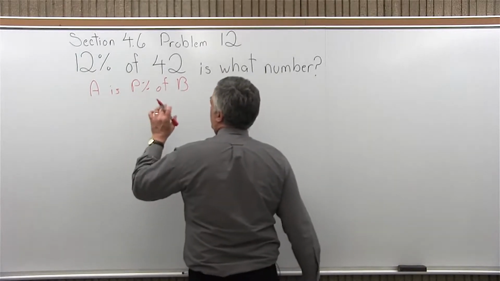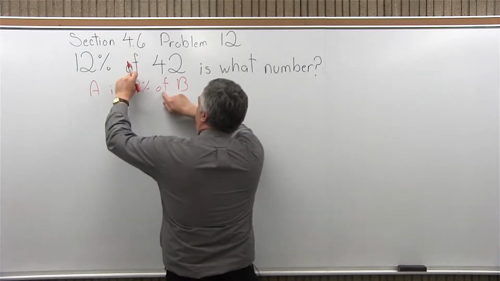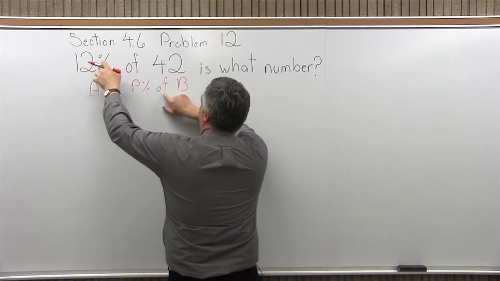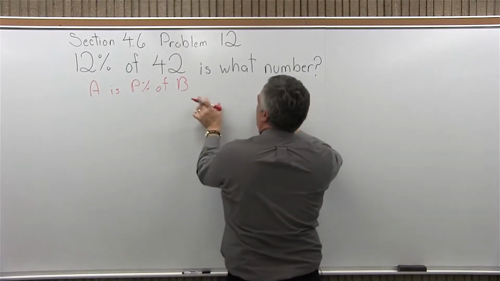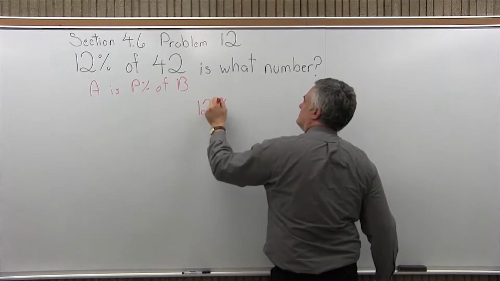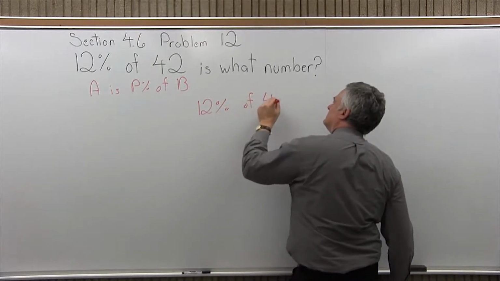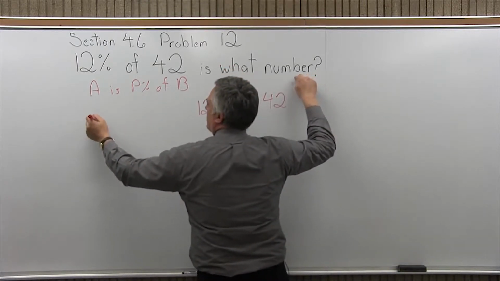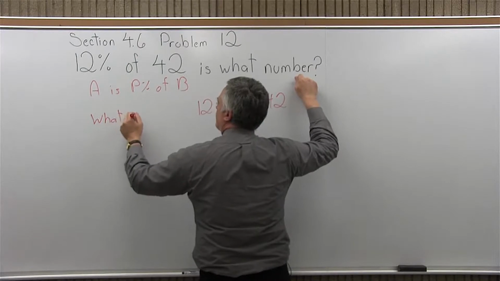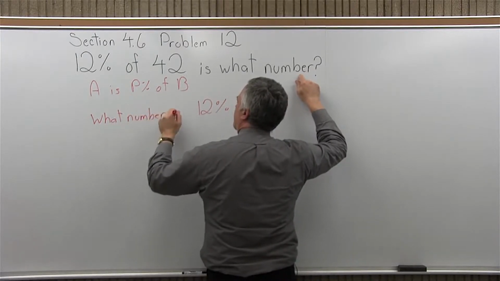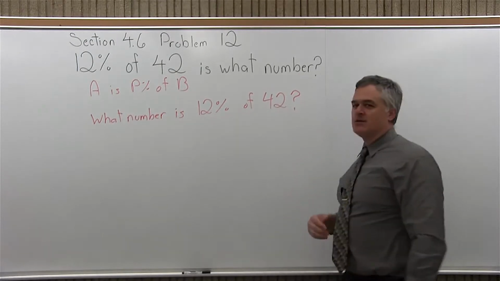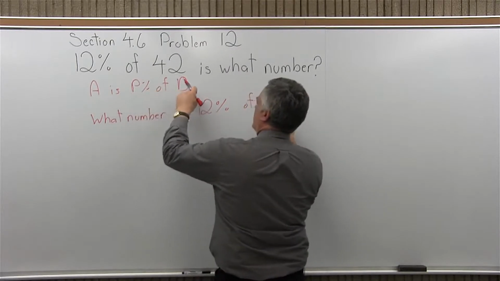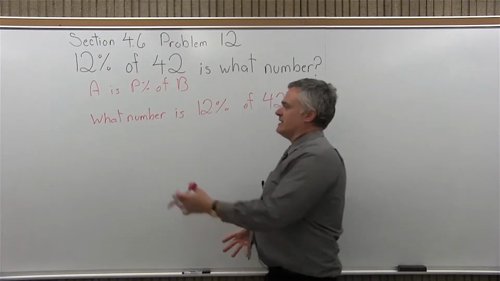So when you have to rearrange it, what you want to do is look at the of. That of, the stuff on either side, you're locked into it. So that 12% of 42 has to come to the right end. And what's left? What number? That's the unknown. Now it's in the form I want. A is 12% of 42. It follows my format. And the A is the unknown.